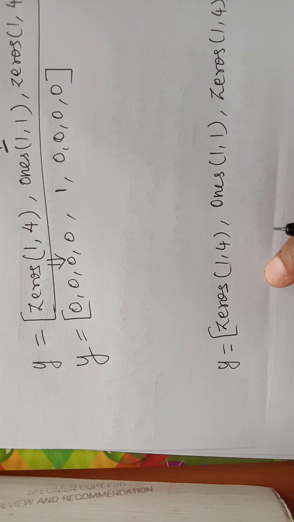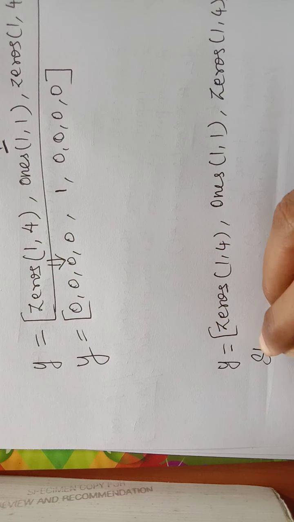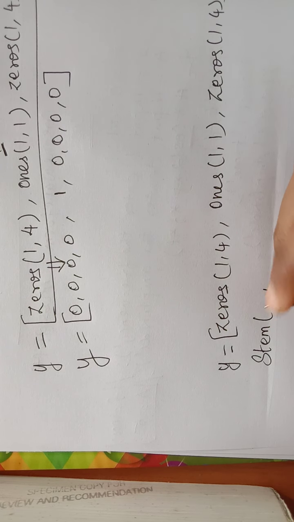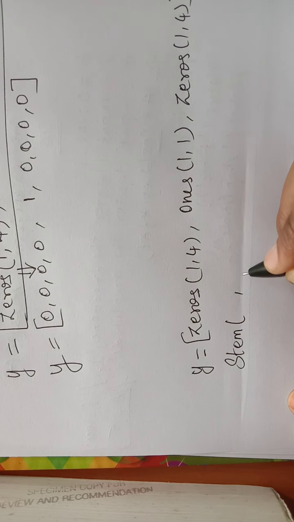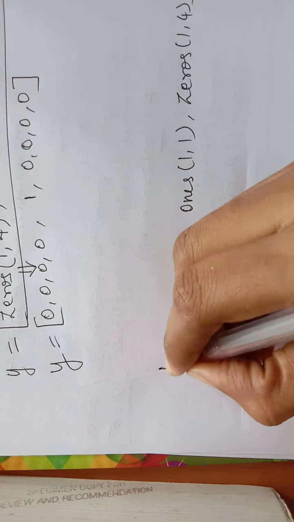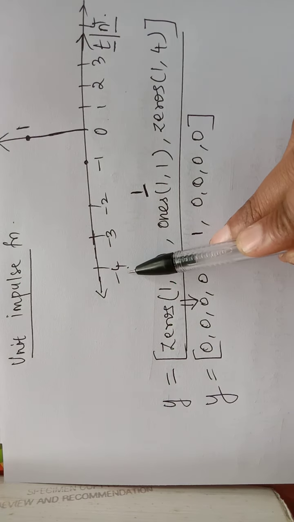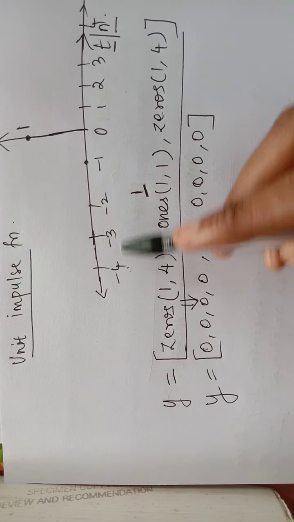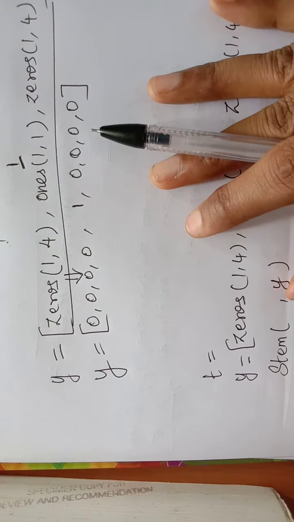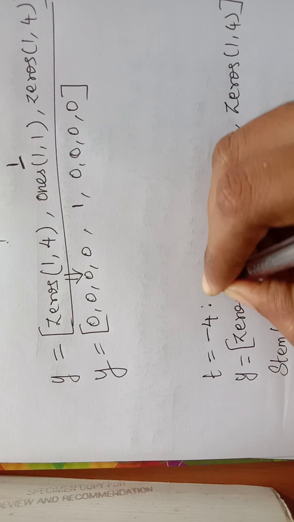Now I need to plot it. How can I plot it? I have to use a function known as stem. For the stem function, the first input is the time axis and the second input is the y axis variable. Here the y axis variable is y. Now how do I assign the time axis? It is from -4 to +4 and the increment is 1, so I am going to use t equal to -4 to 1 to 4.